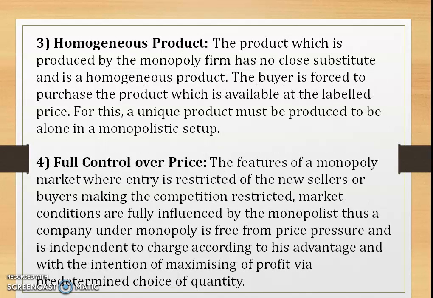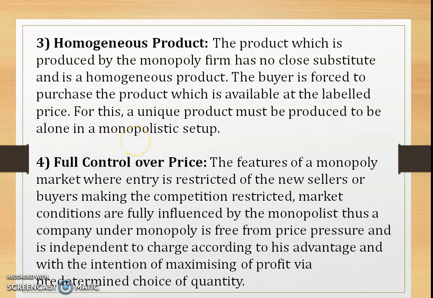Next one is homogeneous product. There is an identical product. The product which is produced by the monopoly firm has no close substitute and it is a homogeneous product. The buyer is forced to purchase the product which is available at the labeled price. So whatever the price the seller prescribes for this product, it has to be bought by the consumer, the purchaser, right? For this, a unique product must be produced by the monopolist alone.